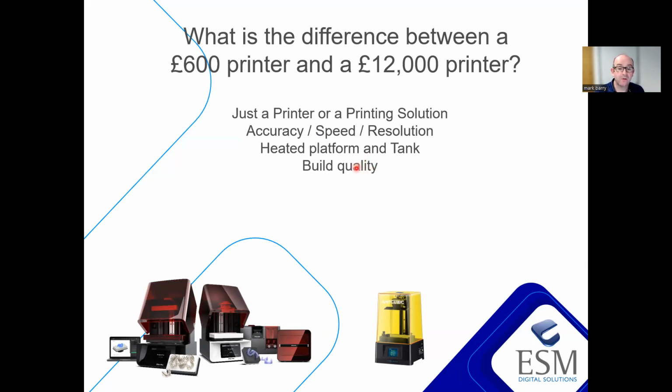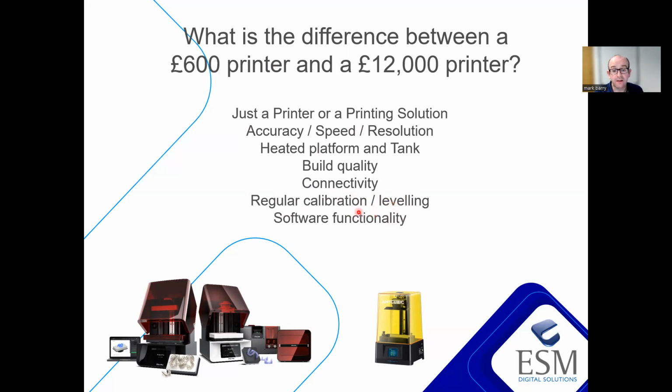The build quality, of course. You're going to get a much better built machine and system for 12 grand than you are for 600 quid, so you can be more confident that it will produce accurate results repeatedly. Connectivity. Some of these cheap printers don't have a Wi-Fi connection, so you're literally taking a USB stick, plugging it in, and uploading your files. Bit of a first world issue, but what if you're looking at bringing 3D printing in house? Unless you've got somebody there to manage these systems all the time, you really want it to be as simple and as bulletproof or bombproof as possible. Some systems, again on the cheaper end, require regular calibration and leveling because of the build quality. They're going to throw themselves out of calibration.